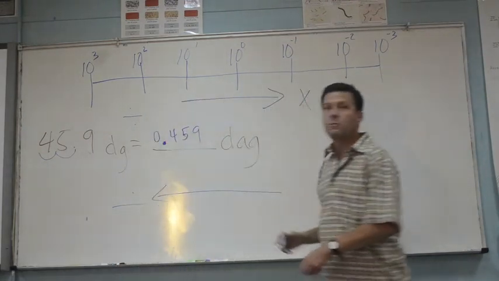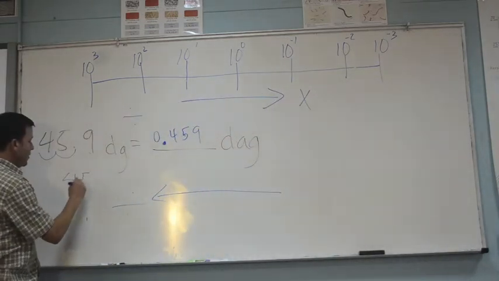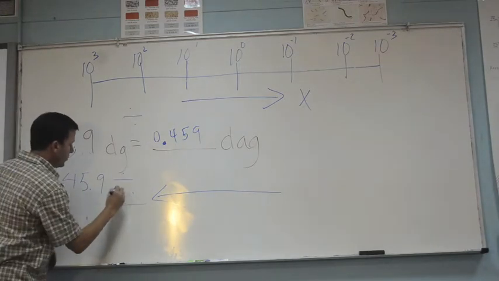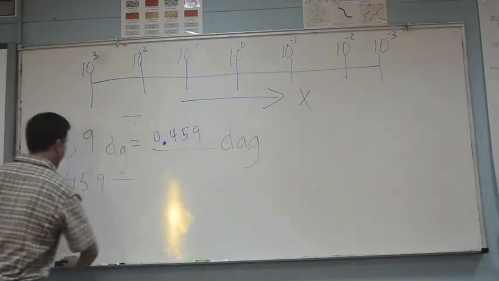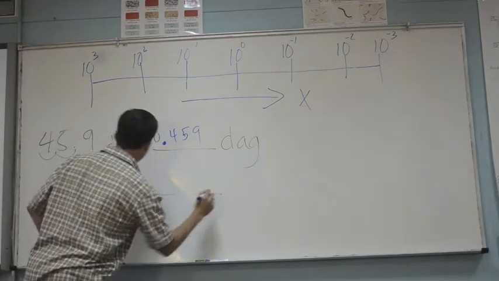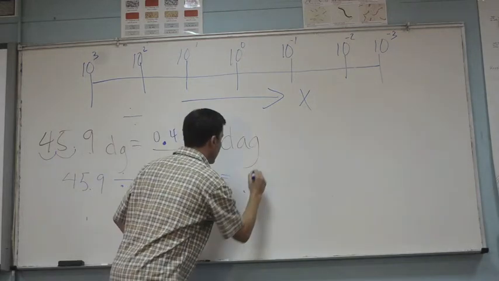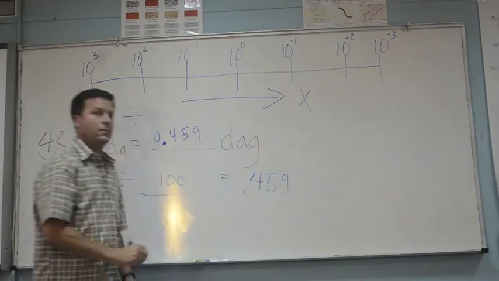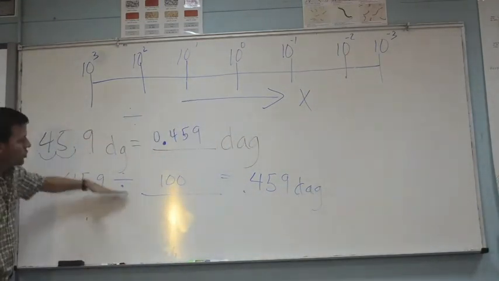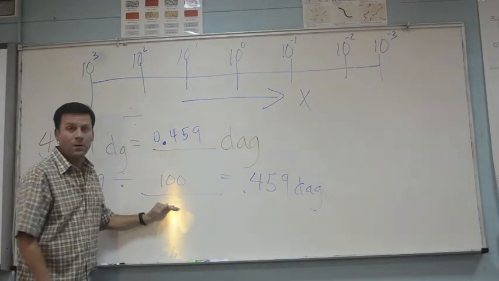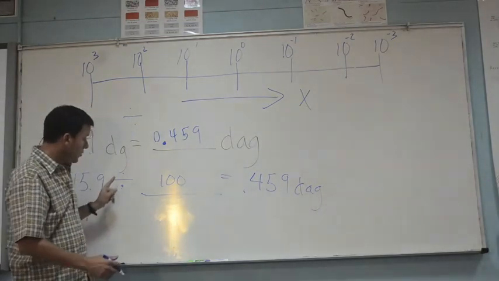0.459. Now what would be the math behind that? Well, you were at 45.9 and you moved 2 spaces, so you had to divide. Your answer then becomes 45.9 divided by 100 equals 0.459. Don't forget to put the units in there. Basically, that's it. I want you to show this step. If you don't show this step, then I'm not going to mark it correct on the activity that I uploaded on the Moodle for you.